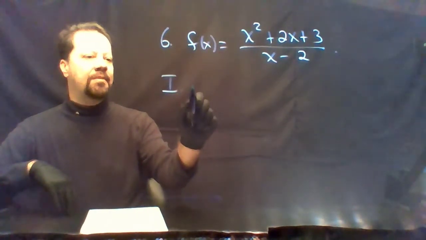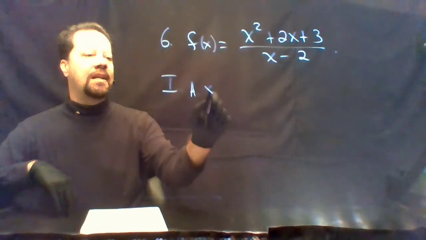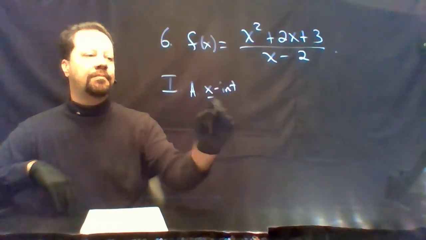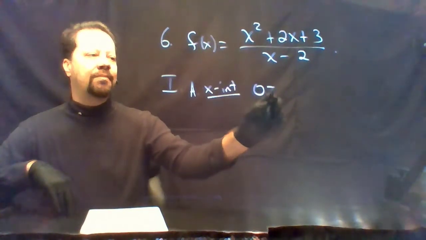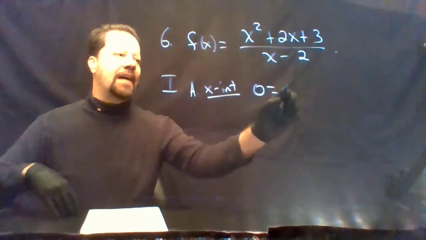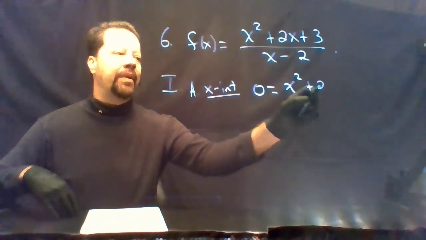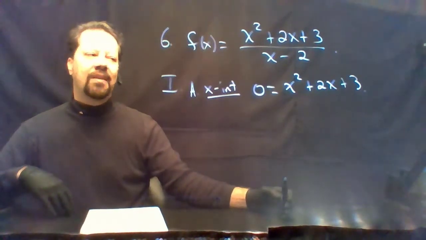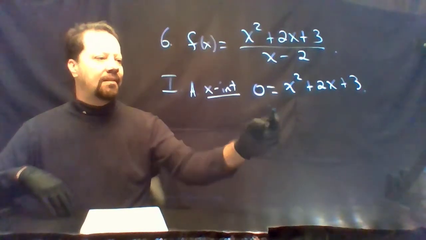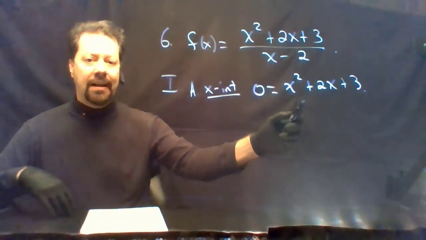On intercepts, part A is the x-intercepts. You find the x-intercepts by setting y equal to 0. The only way a fraction can equal 0 is if the numerator is 0. Well, it turns out this numerator can never equal 0.